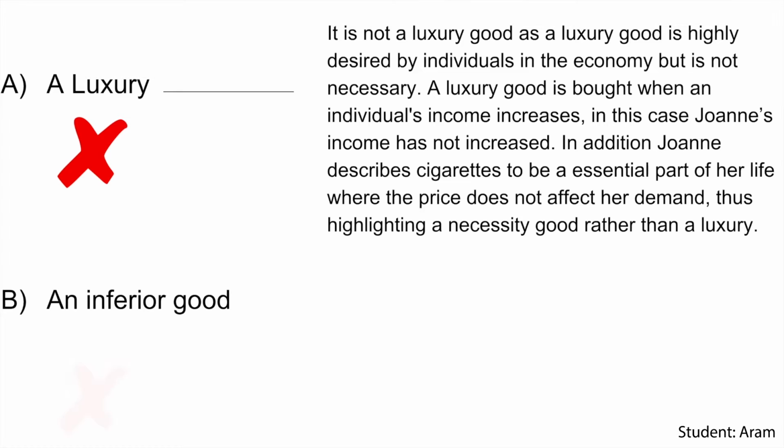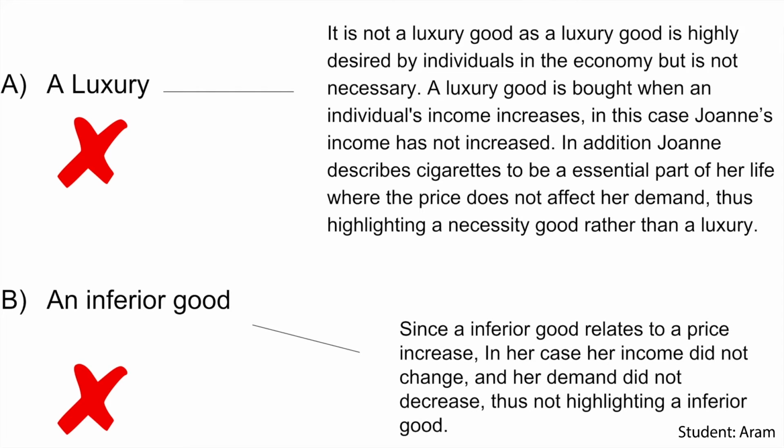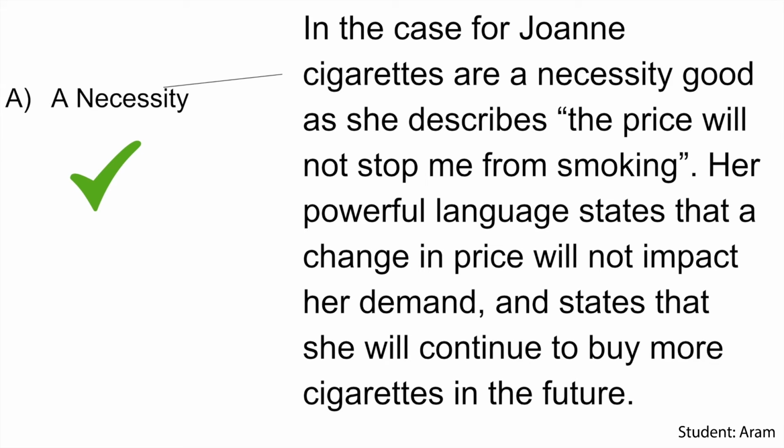So it's not an inferior good as well, and this is because an inferior good relates to an income increase. In her case her income did not increase, and her demand did not decrease, thus not highlighting an inferior good. So finally, it is a necessity good, and this is because in the case for Joanne, cigarettes are a necessity good as she describes the price will not stop her from smoking.